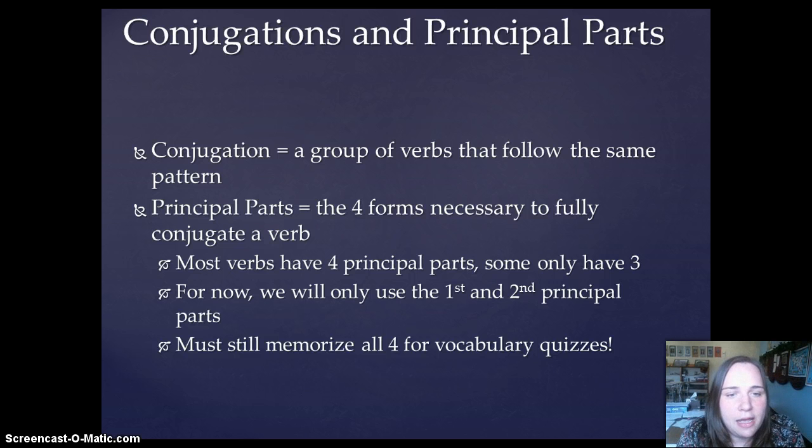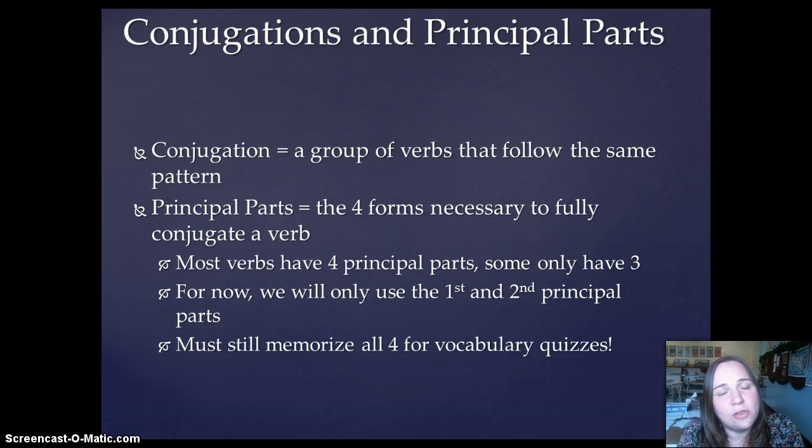The principal parts are the four forms that are necessary to fully conjugate a verb. So in order to put that verb into all of its possible forms, you need its principal parts. Most verbs have four principal parts, but there are what are called defective verbs that only have three. Actually, I can think of a defective verb that only has two principal parts. So most verbs have four principal parts, but we do have some irregular verbs that only have three and even sometimes two.